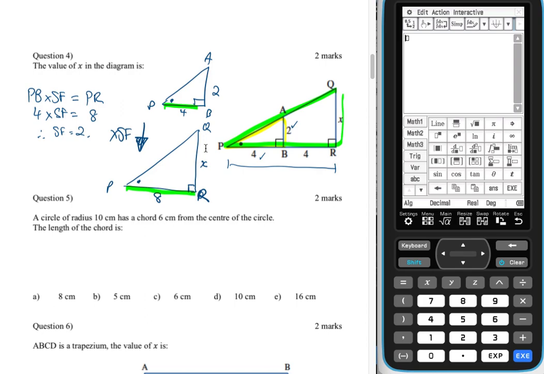Now to work out x, well, AB times by the scale factor makes QR, and I'll do this in a different colour. AB times by the scale factor is equal to QR, and we can see that that'll be 2 times by 2 equals QR, and therefore x is equal to 4, and there's our final answer.